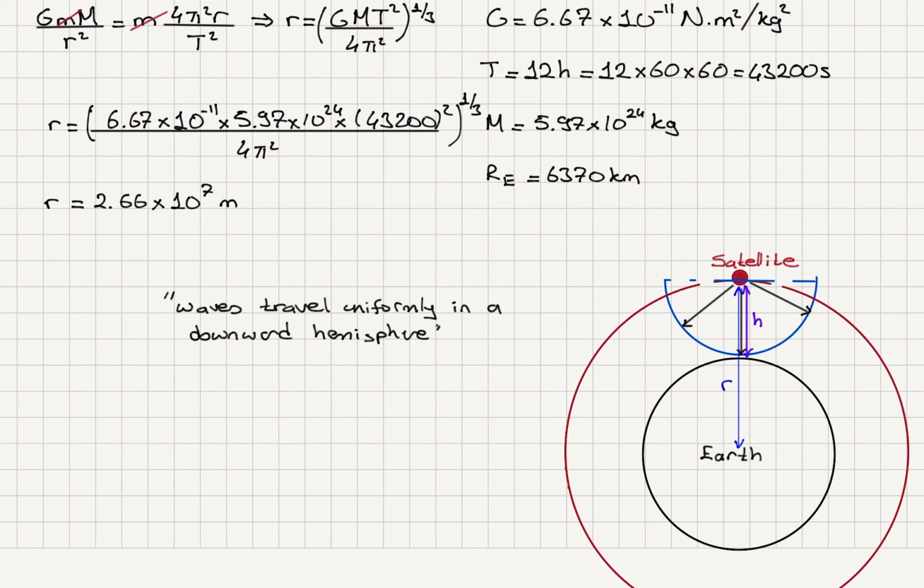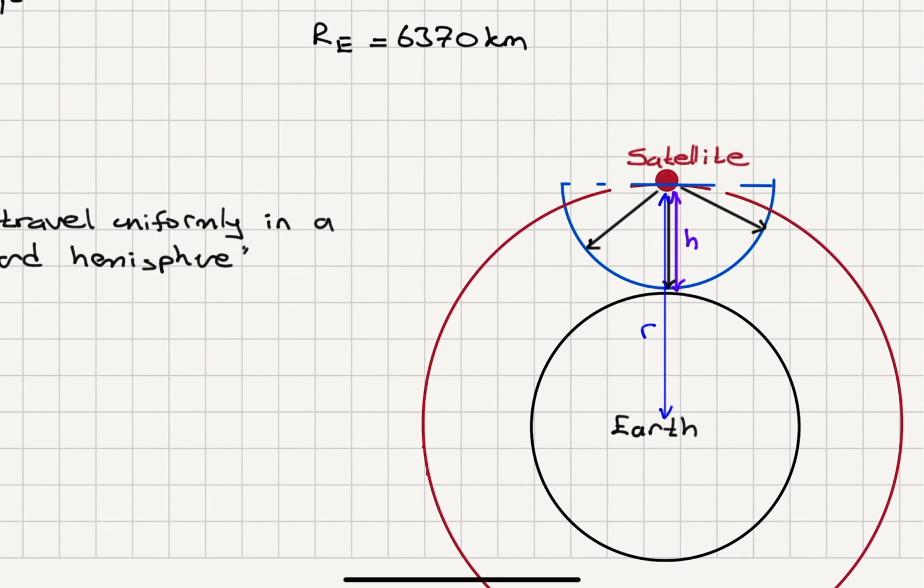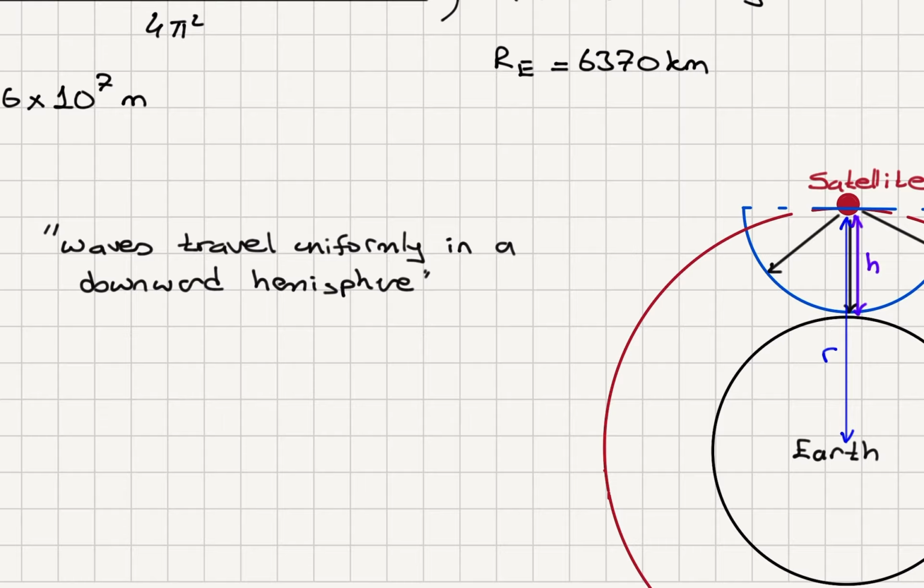And we are told that these waves travel uniformly in a downward hemisphere. So this is our picture. Our satellite is at a radial distance r from the center of the Earth. So we have to subtract the radius of the Earth to find the altitude. And the electromagnetic waves move in the downward hemisphere. The waves generated by this do not go up into the upper hemisphere, only to the downward hemisphere. They travel uniformly in a downward hemisphere.